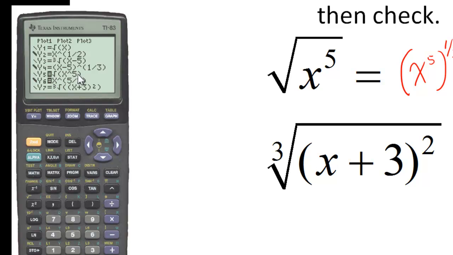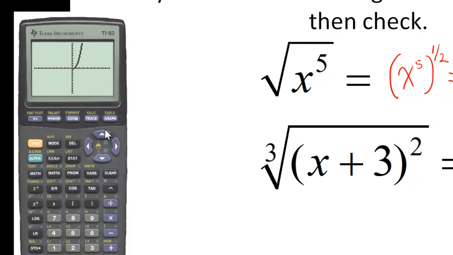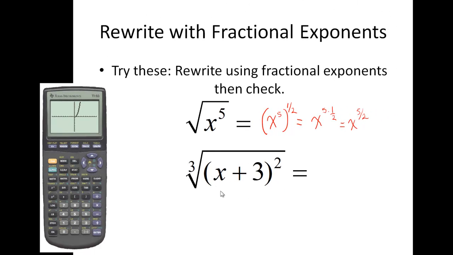So I have the square root of x to the 5th, and here I have x to the 5 halves power. And I'm going to graph that and see what it looks like. There's the square root of x to the 5th. There's x to the 5 halves power. Excellent. Okay, here's another one.